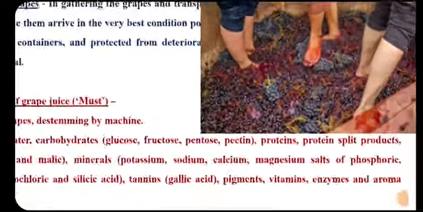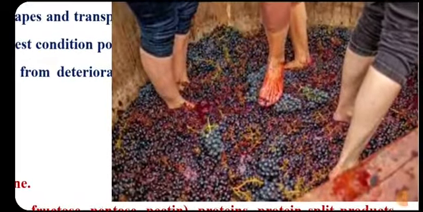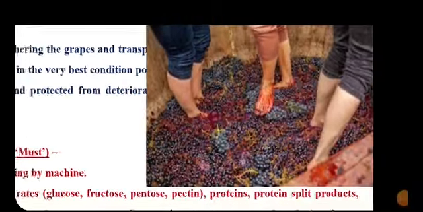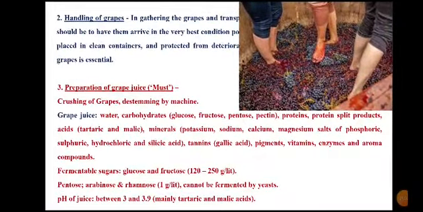This is one of the old methods that we can see: there is a big tub. In that tub the grapes are fed, and a few persons are crushing the grapes with their feet. That was one of the oldest methods. Nowadays we have mechanical machines to perform these functions.